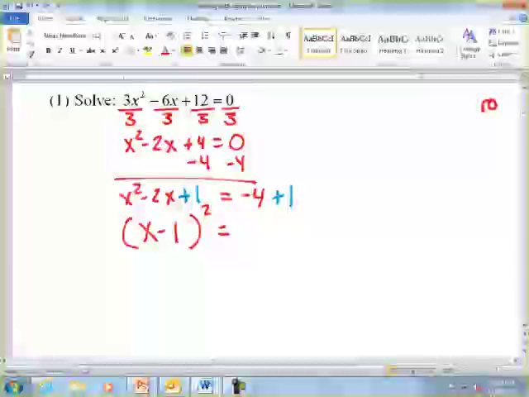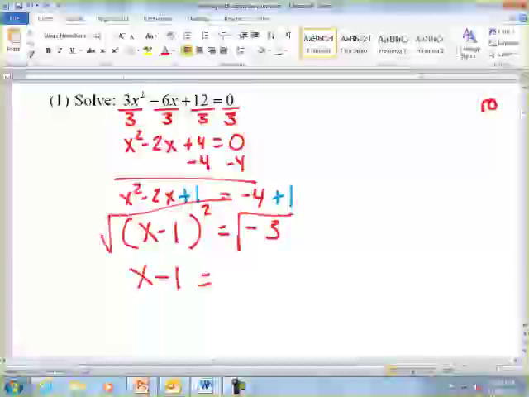Each term plays a role in the factoring. We take the square root of the first thing, so the square root of x squared is x. The sign of the middle thing, so we take that negative from the middle term, and then the square root of the last thing, the square root of 1 is 1. So each term plays a role in the factoring. Square root, sign, square root equals negative 3. Then what? Take the square root.